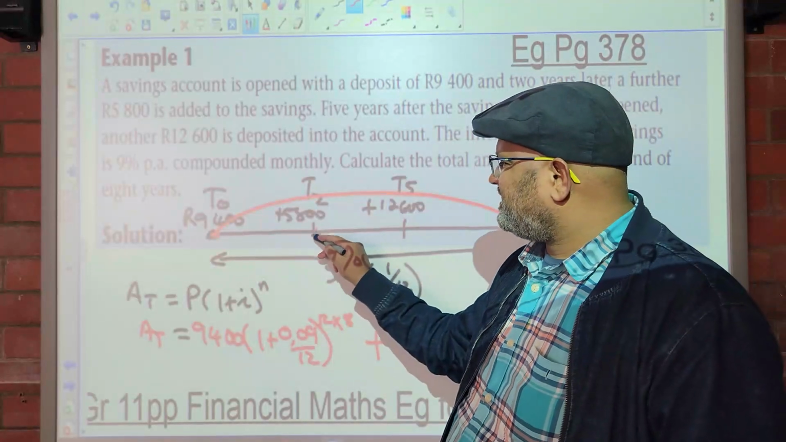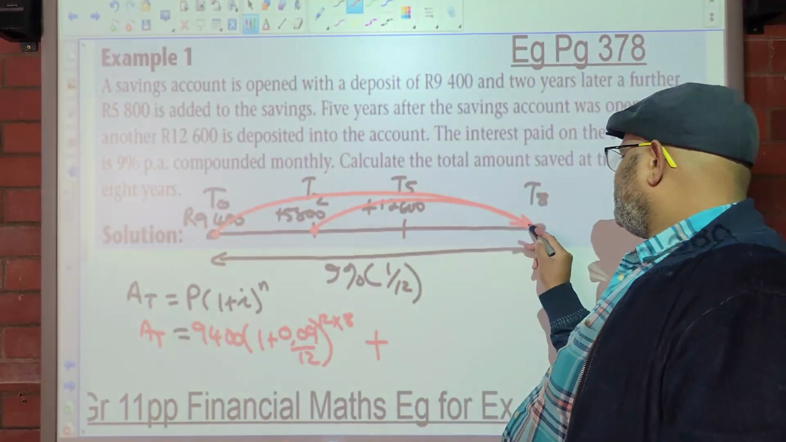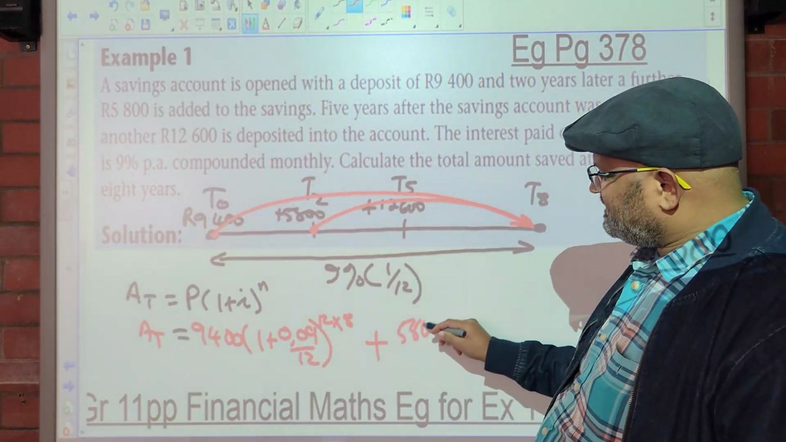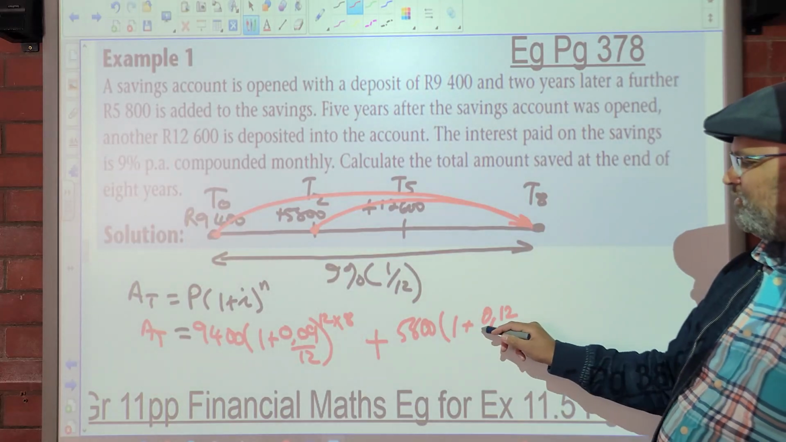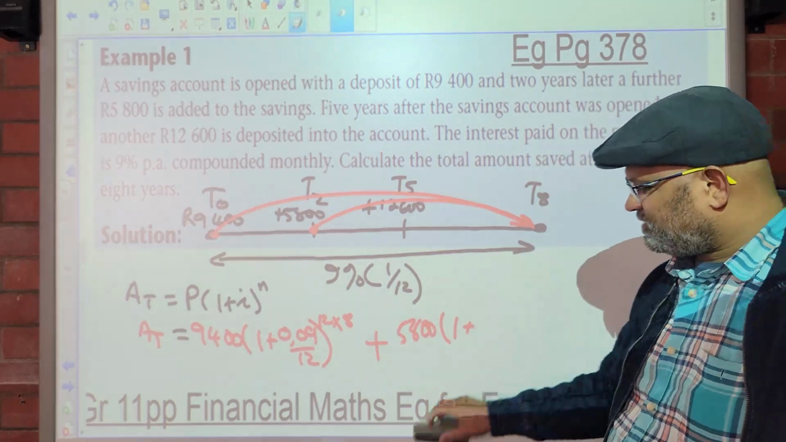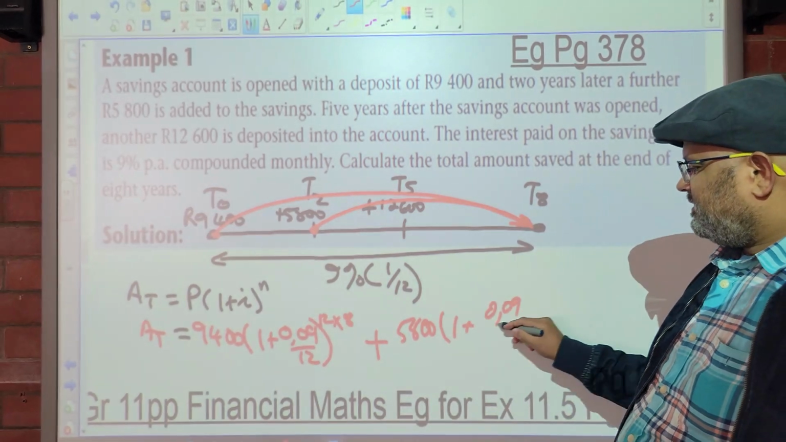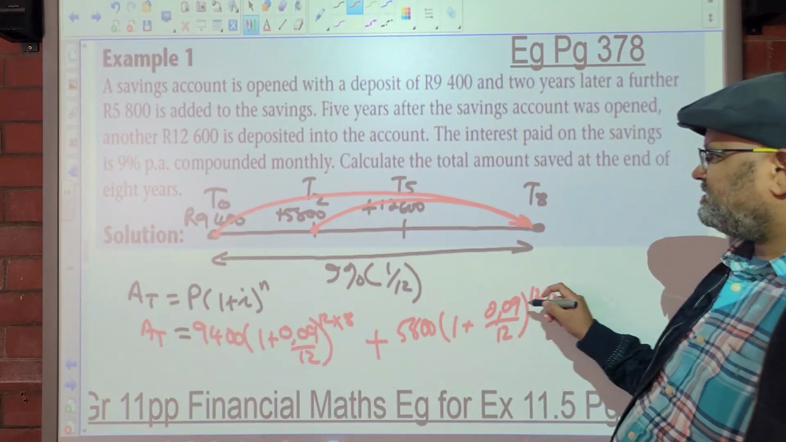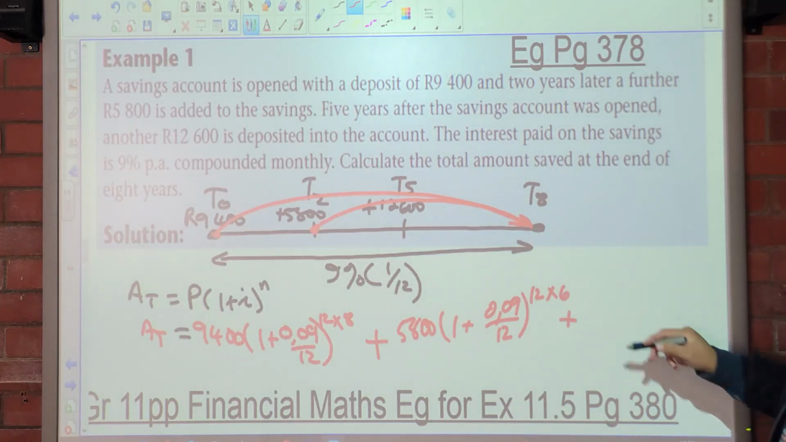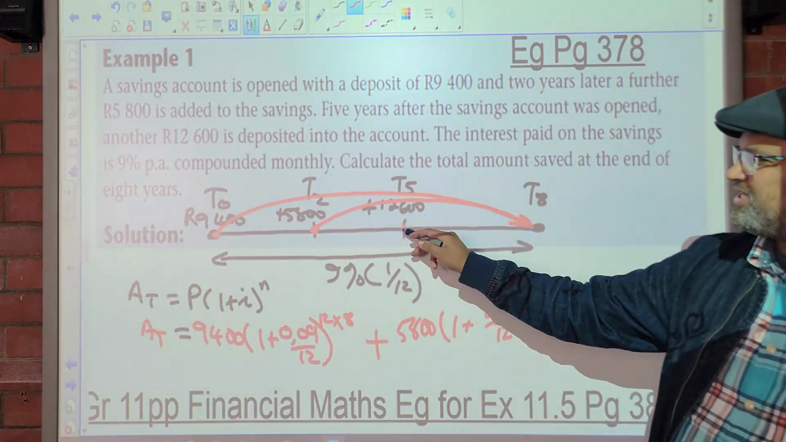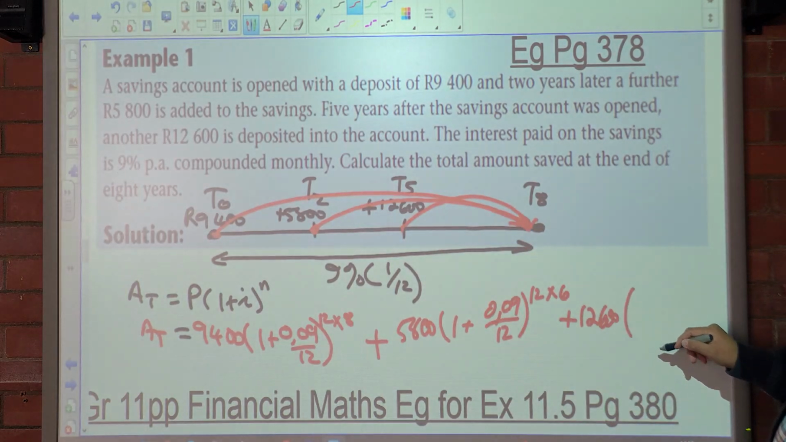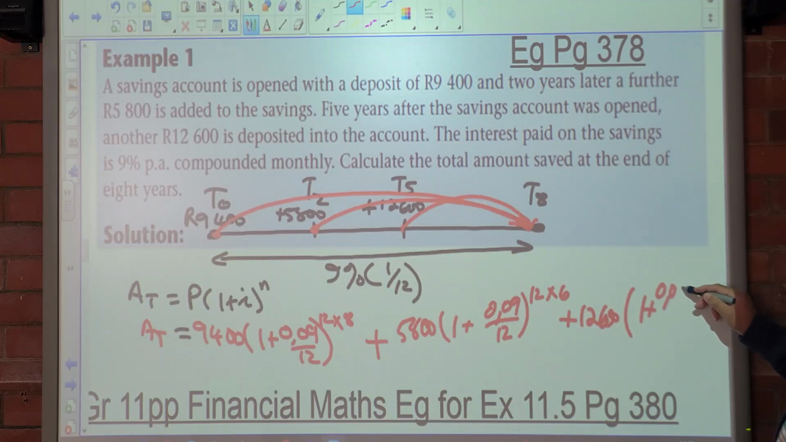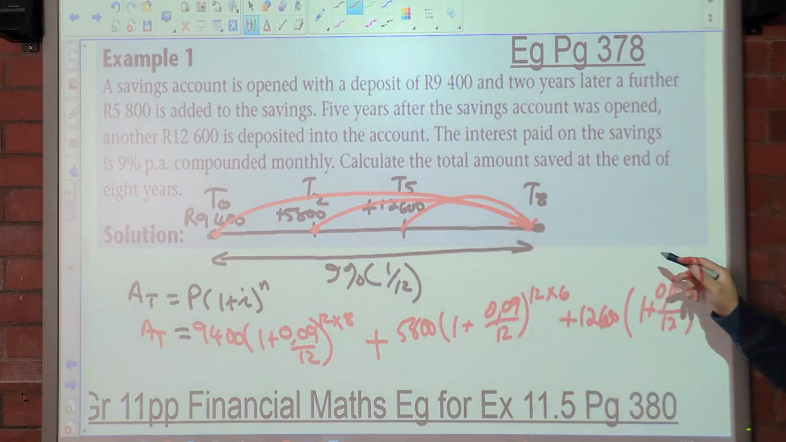Now we take 5,800 rand to the end. What's happening? It's earning interest of 0,09 over 12 to the exponent 12 times 6 years. Plus 12,600 rand to the end, so it'll be 12,600 rand into (1 plus 0,09 over 12) to the exponent 12 times, and how many years is this for? 3 years.